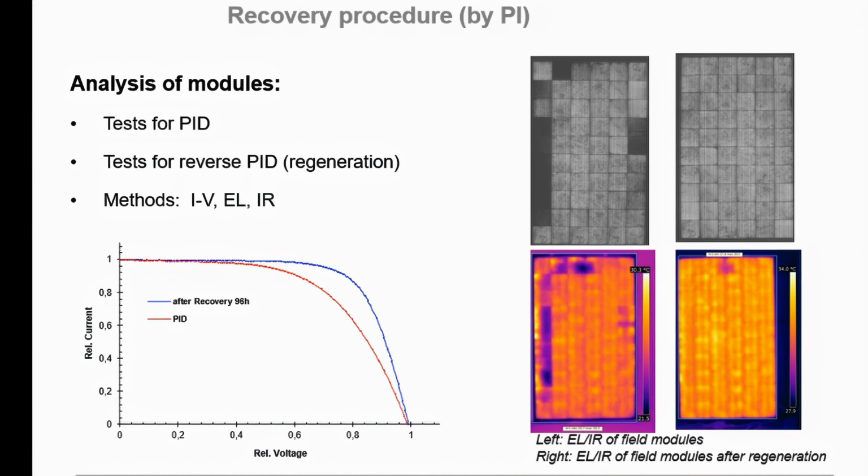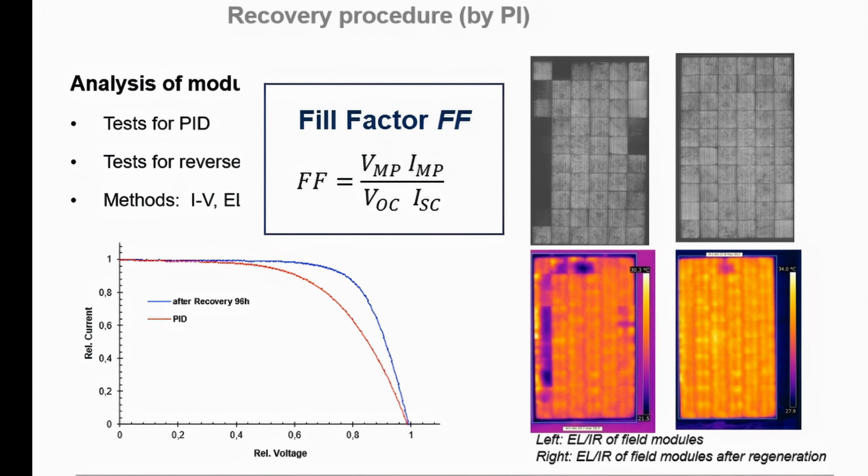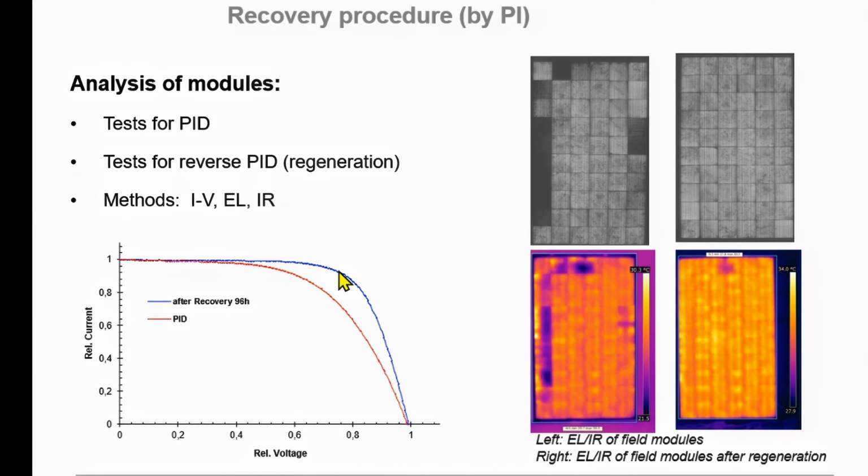Here we see some effects from the voltage-current curve. You have the module with PID, and here you see the blue line after 96 hours of recovery. You see not so much change in the current and the voltage, but the fill factor is significantly better. This leads to a higher output which comes close to the original power output.